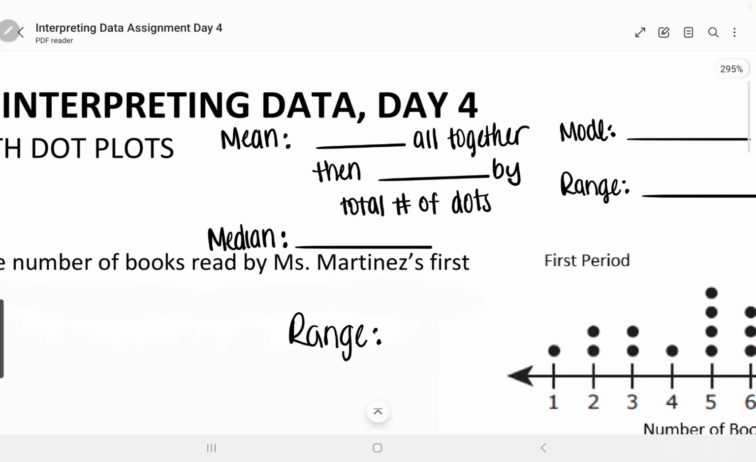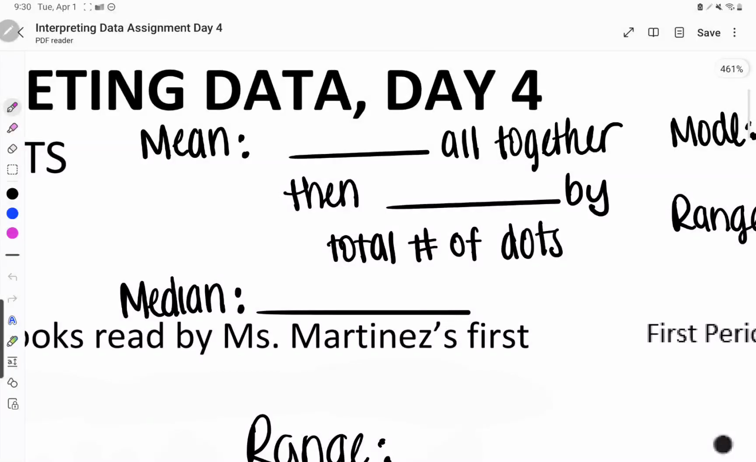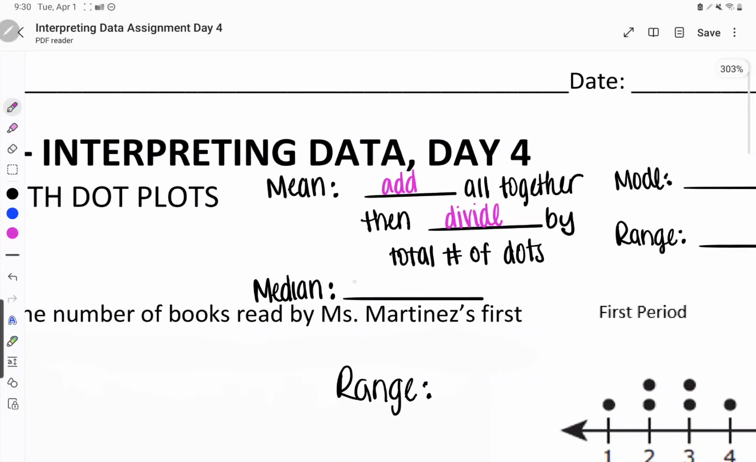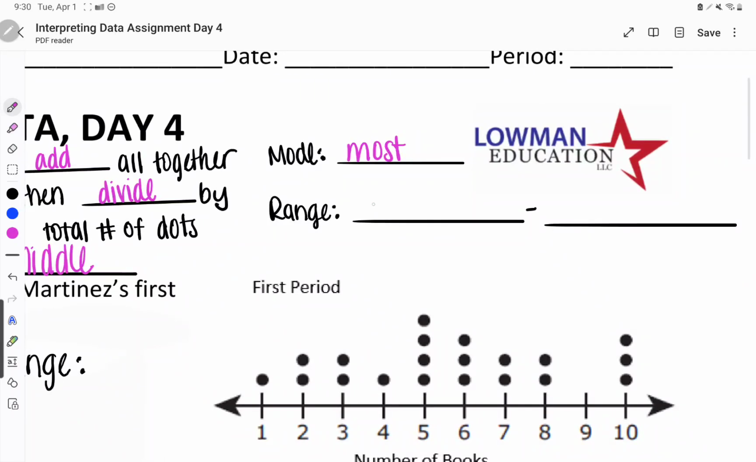Going ahead and talking about some of the vocabulary terms that we started working on yesterday. The first vocabulary term that we started on yesterday was mean. And remember, what do you do for mean? You add it all together, and then you divide by the total number of dots. What's another word for median? Middle. Another word for mode, most. And then how do you find range? You take the greatest value, and you subtract it from the smallest value.